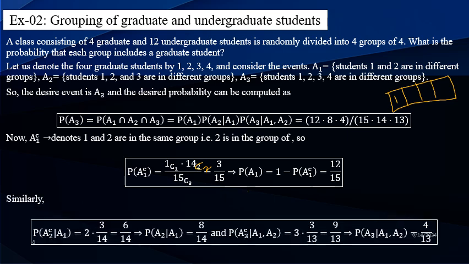With a similar argument, you can compute the probability of A2 complement given A1. Not the probability of A2, and I am not saying the probability of A2 complement. Here conditional probability is coming in. Do you see? So how will you compute it this way? What is A2? A2 says 1, 2, and 3 are in different groups. Then what does A2 complement say? 1, 2, and 3 are not in different groups. So you can take cases.